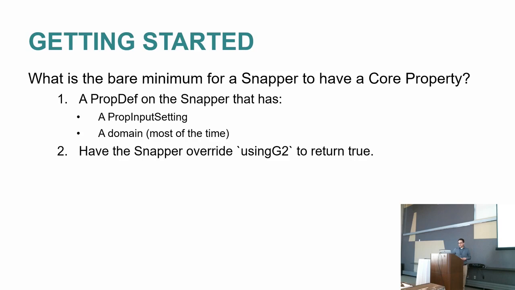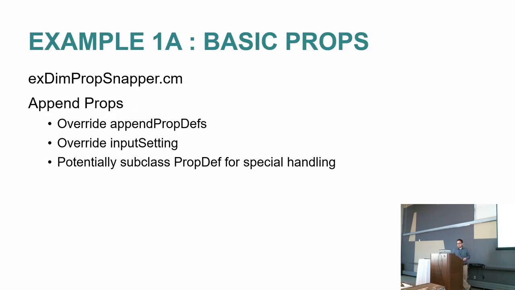So like I said, both of these things can exist on a core object. So that's why I said earlier, snappers are not the only thing that can have properties anymore. So let's jump into an example.